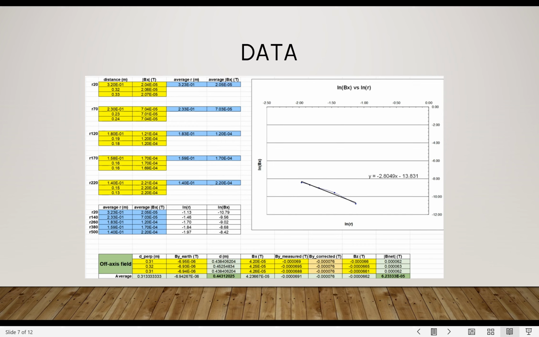Data. Now let's move on to the data we gathered. As you can see from the table and graph, we measured the magnetic field at different distances, then plotted the natural log of the magnetic field versus the natural log of distance. The slope of this line, approximately negative 2.805, was used to calculate the dipole, confirming our earlier result of around 3.78 A·m².